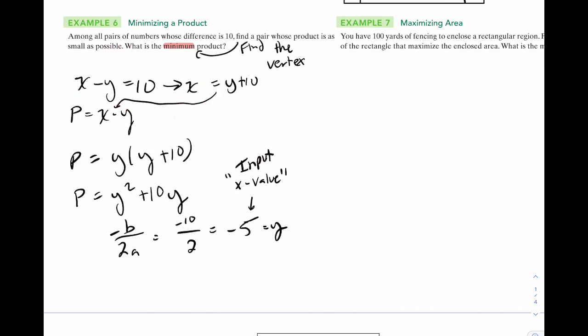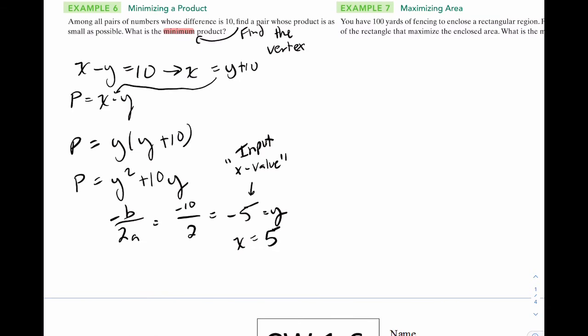So if it's less complicated, we could have used a and b as well. So now we have the y. So we could find x. We just got to plug it back in. So let's look right here. X is y plus 10. So if y is negative 5, x must be 5. So those are two numbers. The question is the minimum product. So multiply them together. Get negative 25. That's your min product.